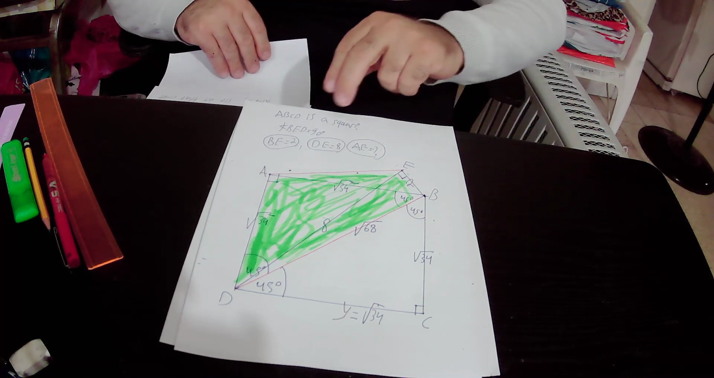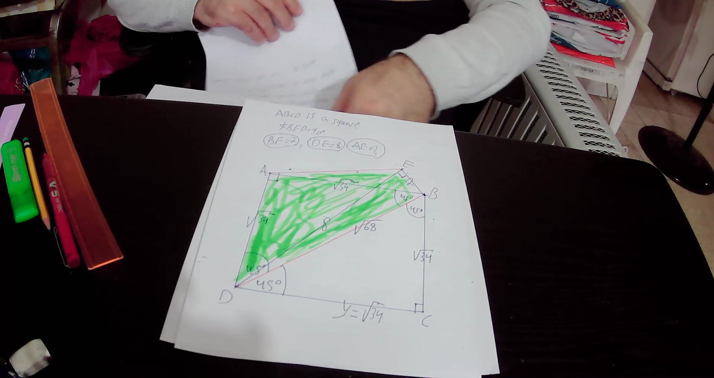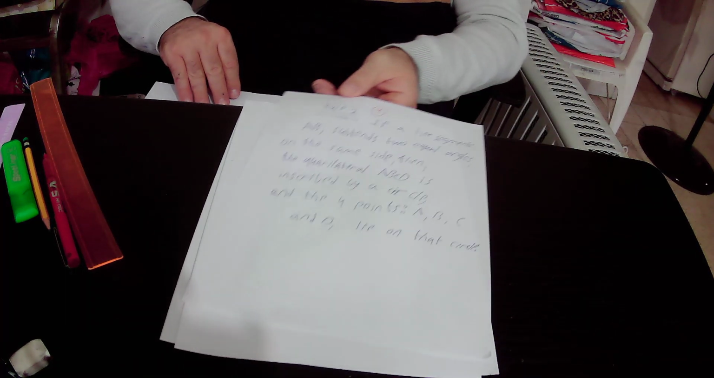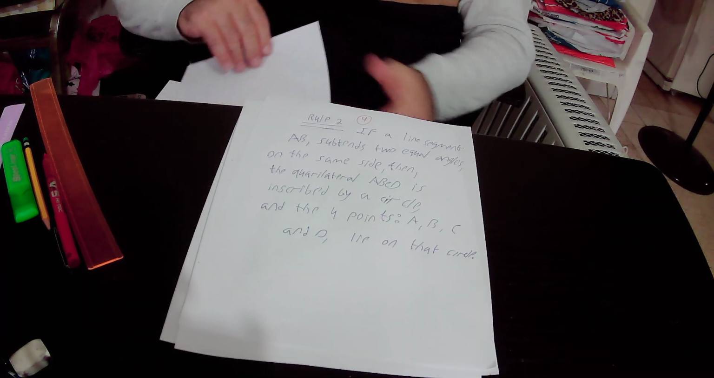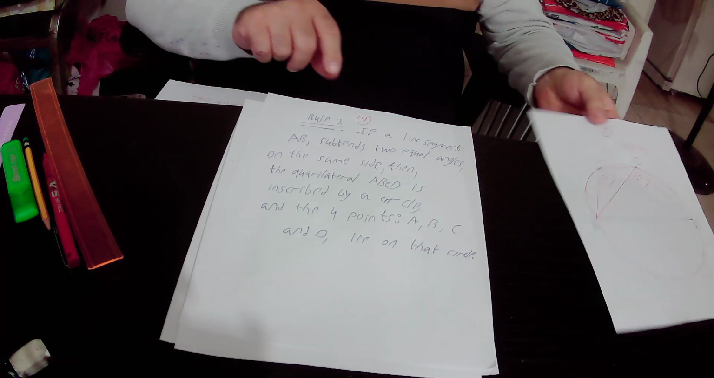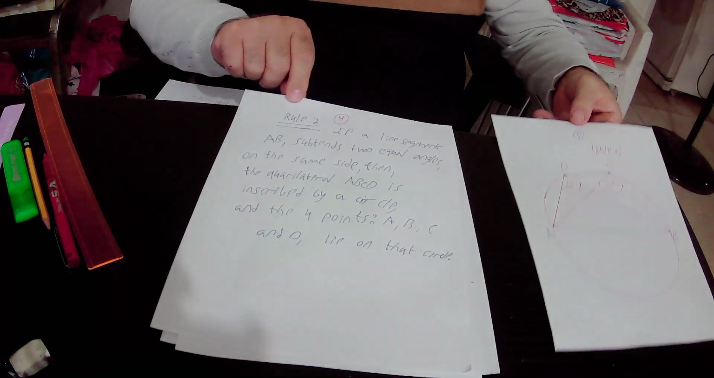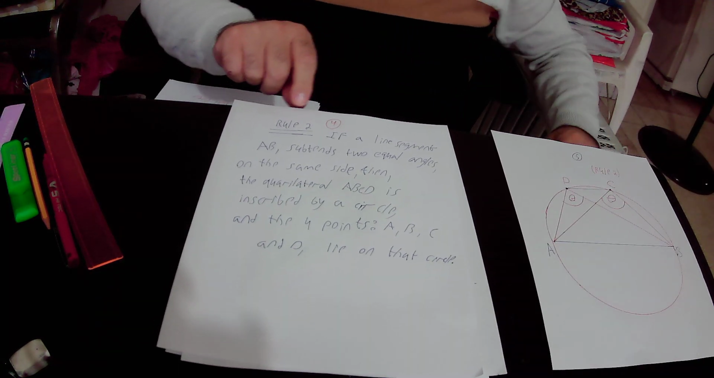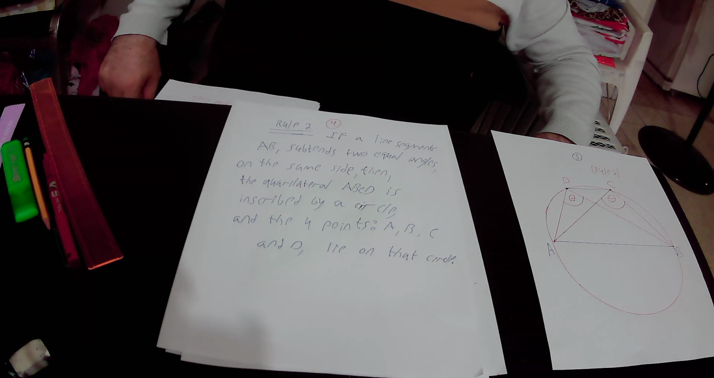Then I presented to you rule number 2. According to rule number 2, if a line segment AB subtends two equal angles on the same side, then the quadrilateral ABCD is inscribed by a circle, and the 4 points A, B, C, and D lie on that circle.